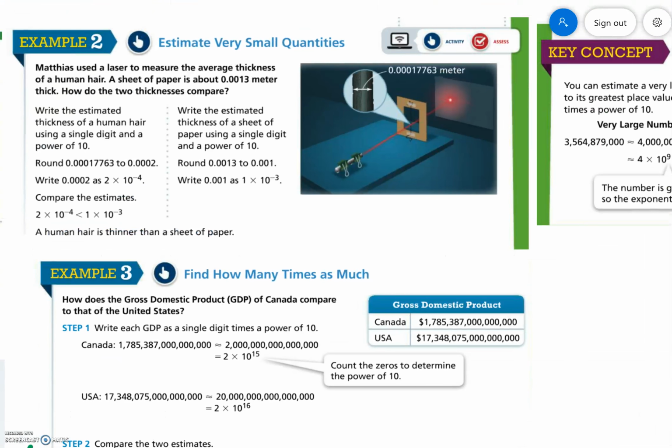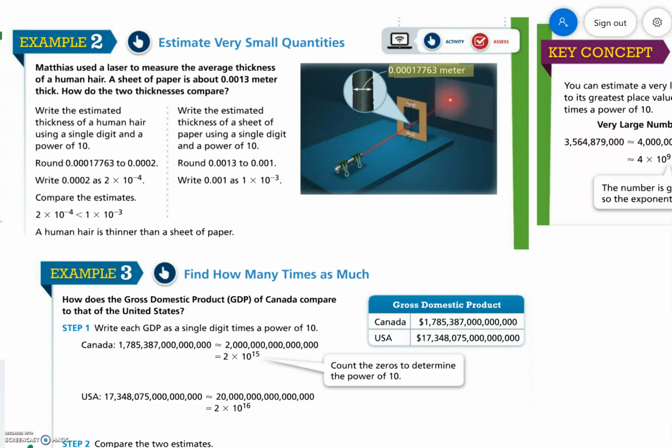Example number 2. Matthias used a laser to measure the average thickness of human hair. A sheet of paper is about 0.0013 meters thick. How do the thicknesses compare? Okay, so again, and here's the other thickness. They don't put it in the question. You gotta look at the picture. Write the estimated thickness of human hair using a single digit and a power of 10.